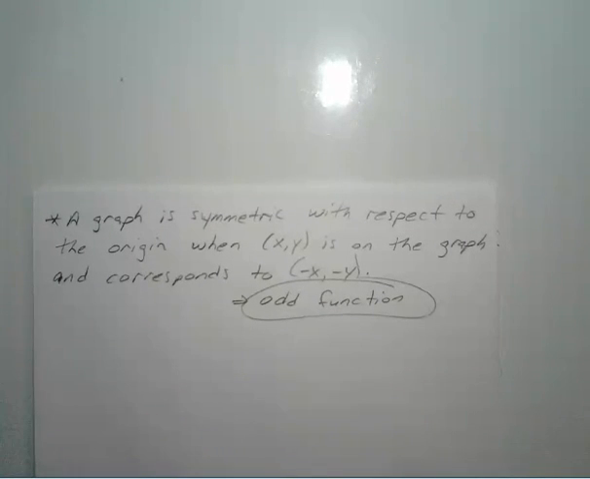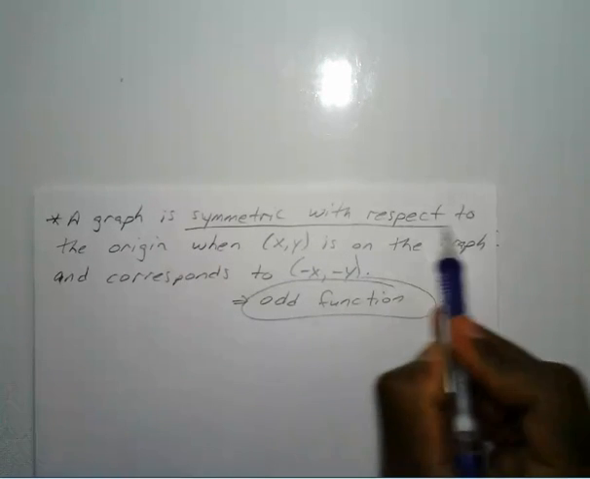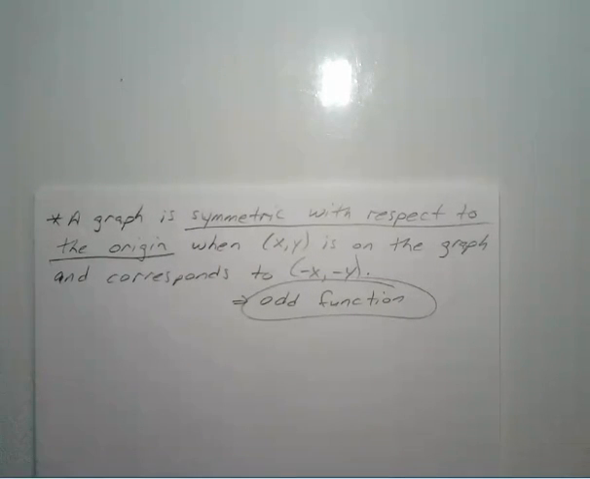Because remember, when it's symmetric to the y-axis, that's an even function. If it's symmetric to the x-axis, it fails the vertical line test. So it's not a function by definition. But an odd function is not symmetric to the x-axis. It's symmetric with respect to the origin. That's the thing you have to remember. That's why it's a little bit different than an even function.